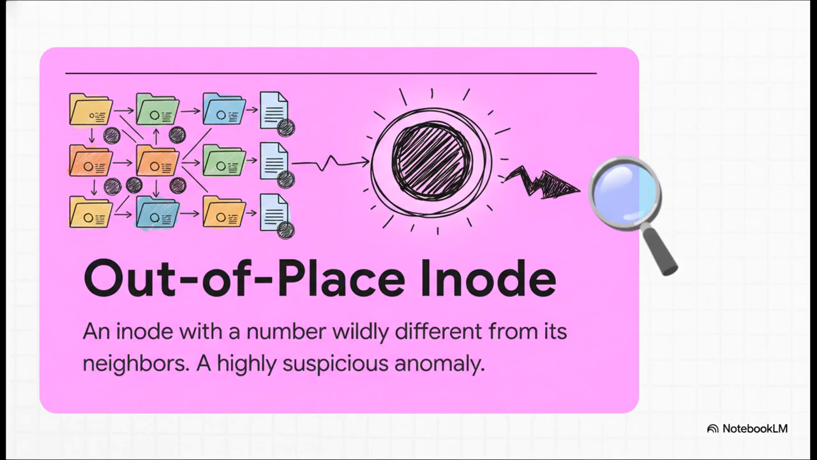See, when a computer is first set up, all the files that are created together in the same directory get assigned inode numbers that are right next to each other in a nice, neat sequence. So if you're looking through a directory and you see a file with an inode number that's wildly different from all of its neighbors, it sticks out like a sore thumb.